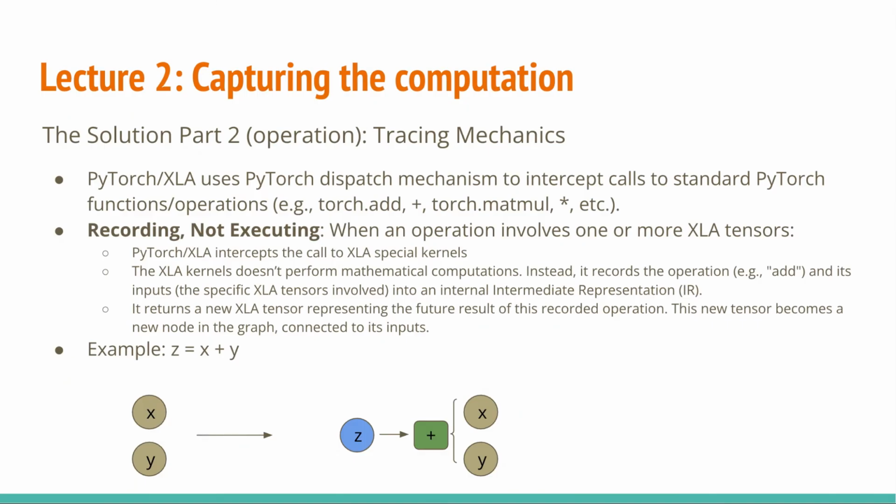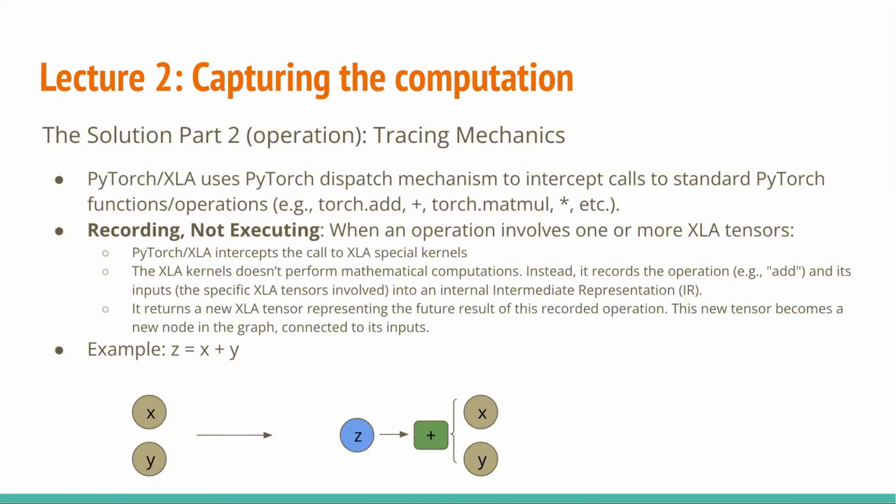Here I have a little diagram showing the whole process. For example, we have z = x + y. Suppose x and y are lazy tensors and they hold actual values. For z = x + y, instead of computing the actual value of x + y, it records this addition operation into an intermediate representation, which can be held by the lazy tensor. In this example, z doesn't hold the actual result of x + y. It holds an operation, which is an addition of x and y. This is the magic of how PyTorch XLA forms a computation graph from PyTorch code.